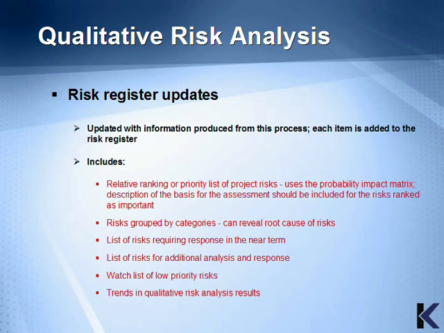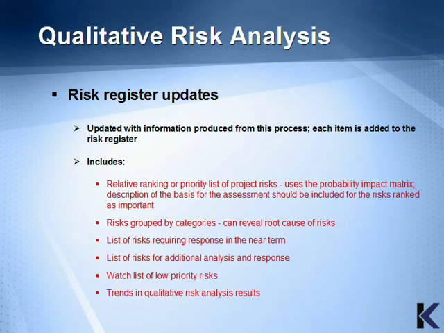As with many other planning documents, after analysis is performed, additional information and clarity can be applied to completed documents as updates. This is normal progressive elaboration. Here, the risk register updates are the only output to the qualitative risk analysis process. The risk register would be updated with new information, such as the relative ranking or priority list of project risks using the probability impact matrix. A description of the basis for the assessment should also be included for the risks ranked as important.